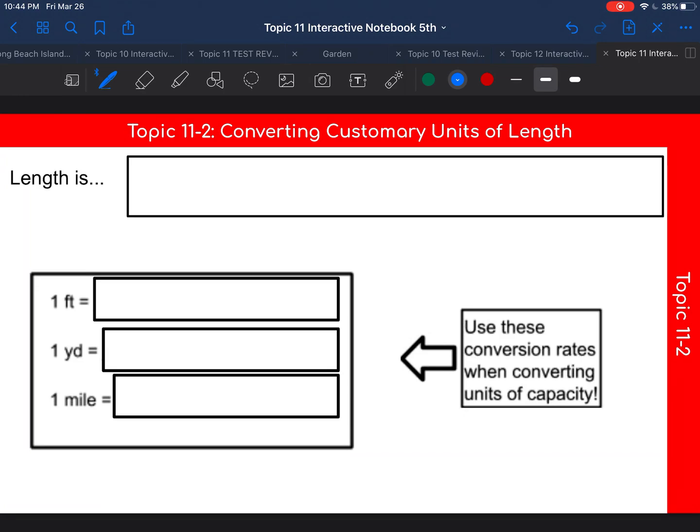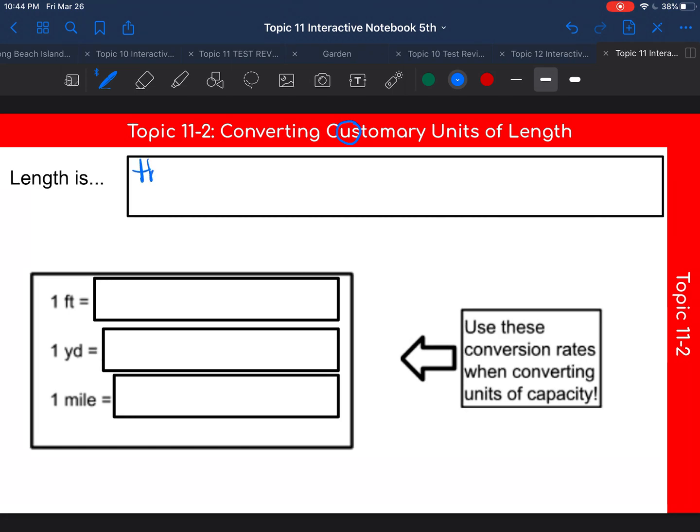Today we are going to talk about length. Now, length can be a bunch of different units. It can be metric, but we're going to talk about customary units of length. And again, customary, what we use in the United States. And before we even begin that, I just want to go over what length is.